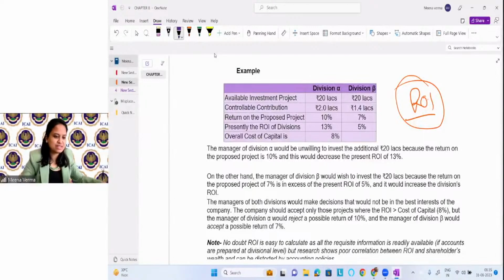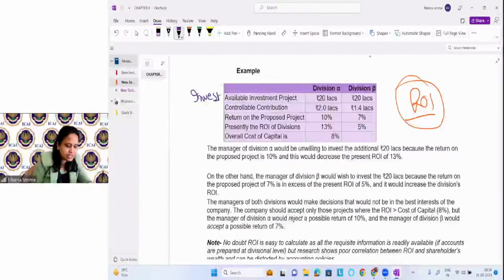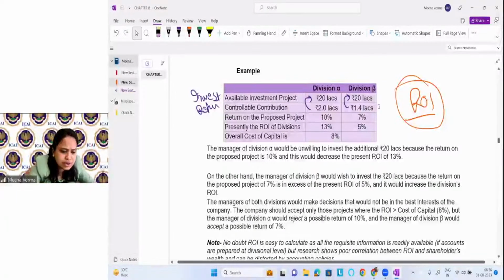Yes, let's discuss this question now. Okay, so what is given here, if you will see this question, you can see available investment project. Investment is given here. Okay, then controllable contribution. What return you are earning is also given. Return on the proposed project. You can see if you divide these two values, you will get return on investment, ROI.